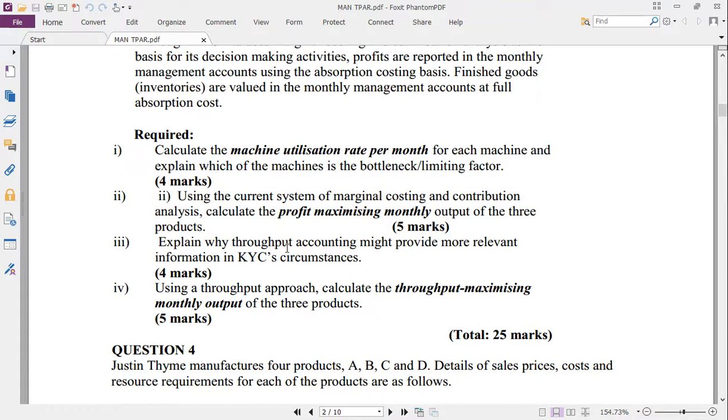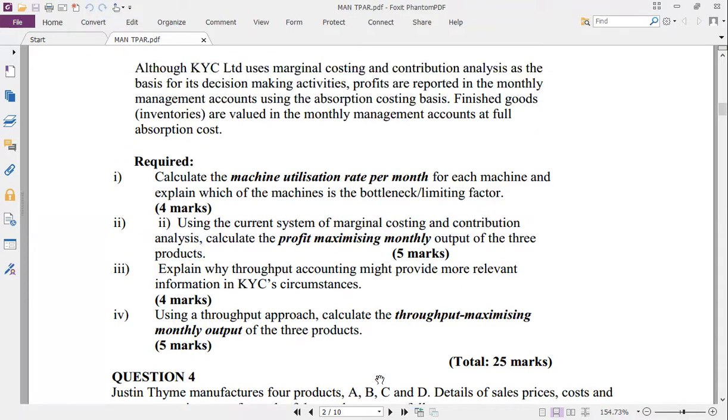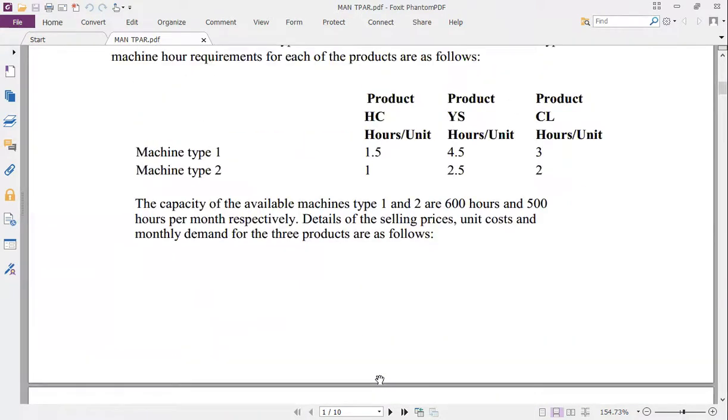We are just asking you the importance of the throughput accounting ratio. Then the last part, using the throughput approach, calculate the throughput maximizing monthly output of the 3 products. So I'll do the first and the fourth, and you do the second and the third aspect. Then we are done. Great. Let's go through them.